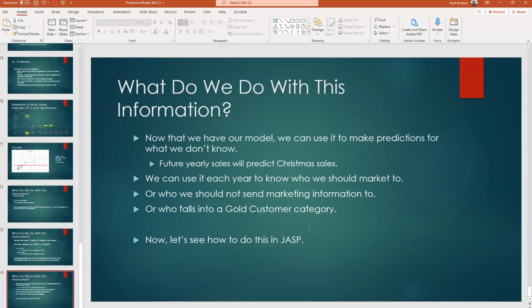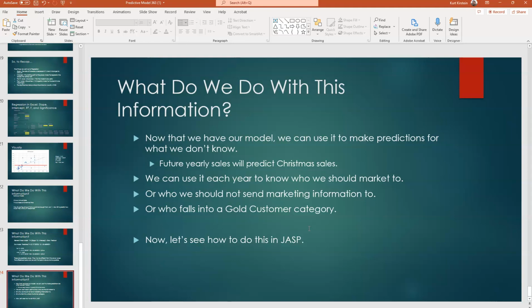So what do we do with this information? Now that we have our model, we can use it to make predictions for what we don't know. This is kind of a fictitious model because it doesn't give us a lot of time. We might want to do this toward the end of October so we can use November to market to these customers. But anyway, that's neither here nor there. We can predict future yearly sales and have them predict the Christmas sales.